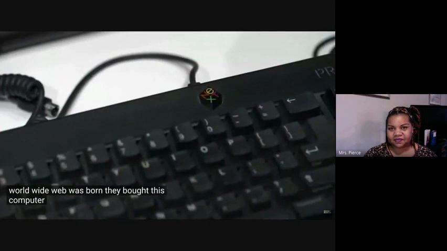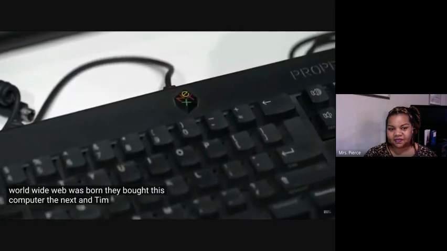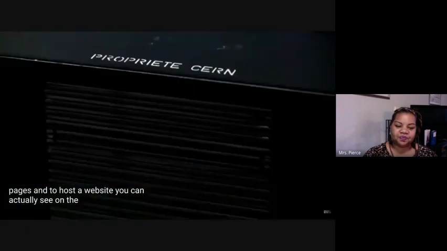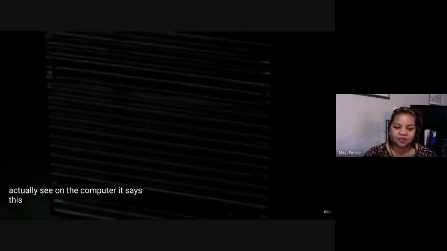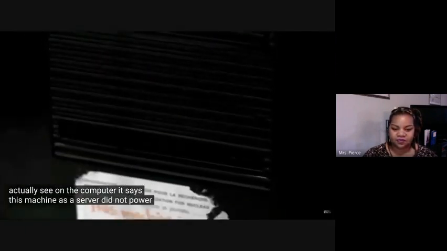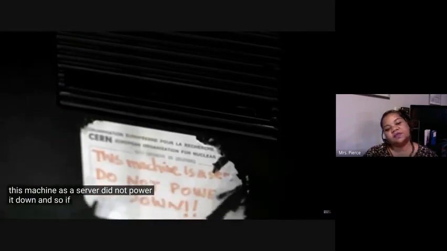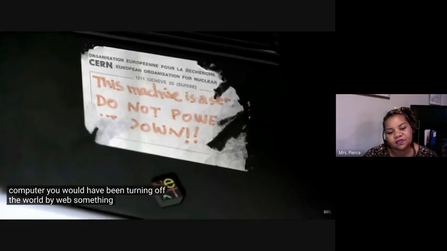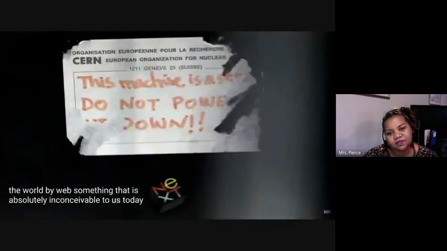They bought this computer, the NeXT, and Tim used it to design the very first fledgling web pages and to host a website. You can actually see on the computer, it says, this machine is a server, do not power it down. And so if you turned off this computer, you would have been turning off the World Wide Web, something that is absolutely inconceivable to us today.